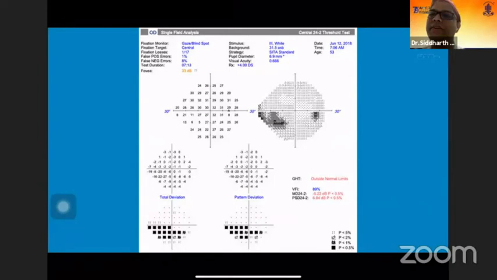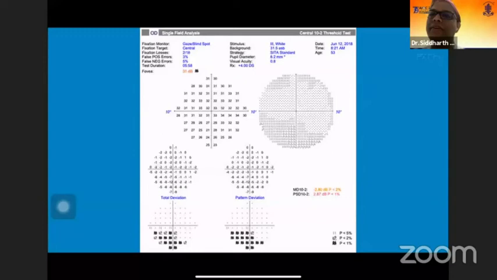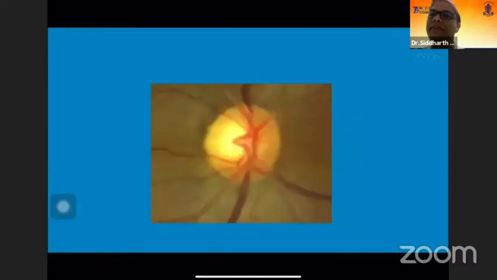But is there a surprise in hold? The 10-2 also correlates quite well with what we saw there on the 24-2. How does the disc look like? Now, this is the disc.